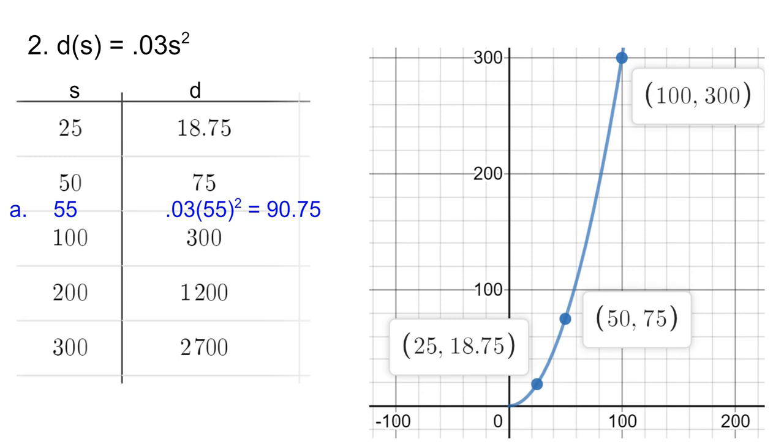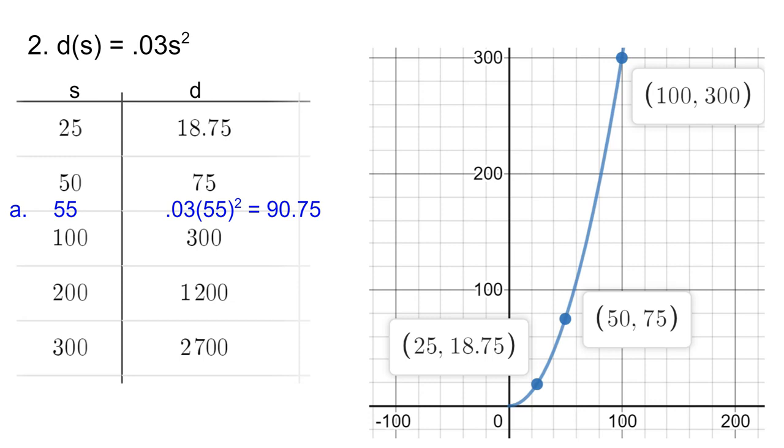Question A asks us to determine how many feet we would need if the car in front of us was traveling 55 miles per hour. So at 55 miles per hour, the stopping distance we would need between us and the car in front of us is 90.75 feet. And that is assuming they somehow instantly stopped.